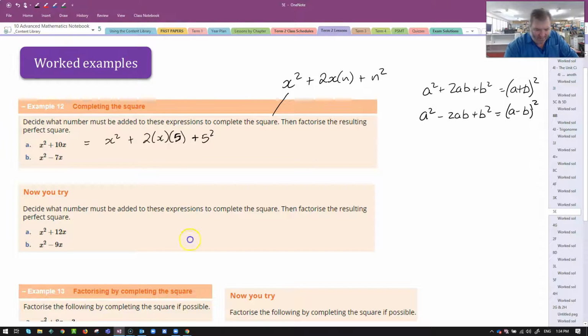Here I've got x squared minus 7x, so I'm thinking to myself again, oh, it doesn't like me using the pen now. I'll pause for a second and get my pen back. There we go, it's coming back.